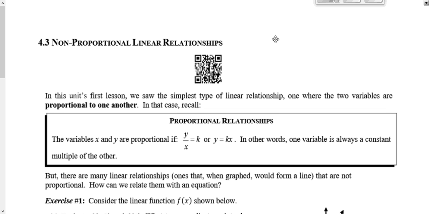Are they just variables or do they stand for something? They're not the variables, they stand for slope. M is slope, b is the y-intercept.